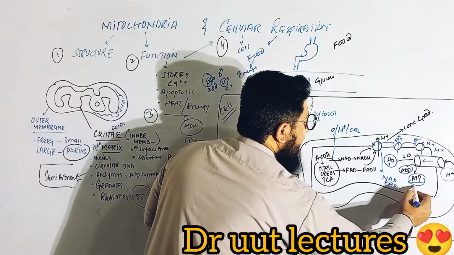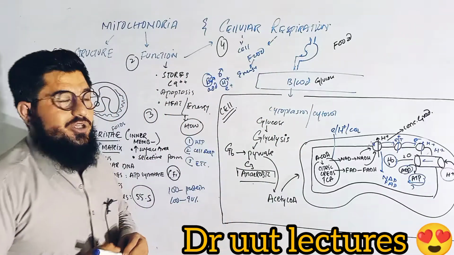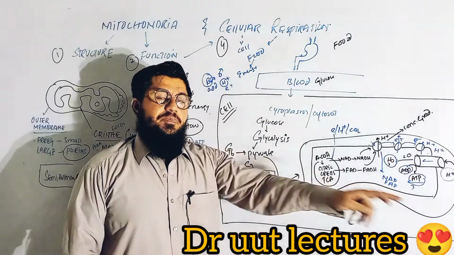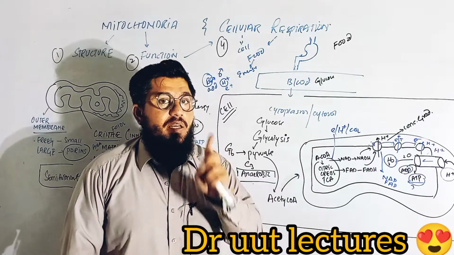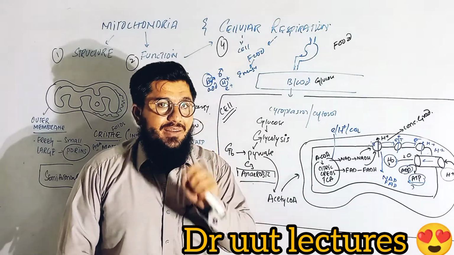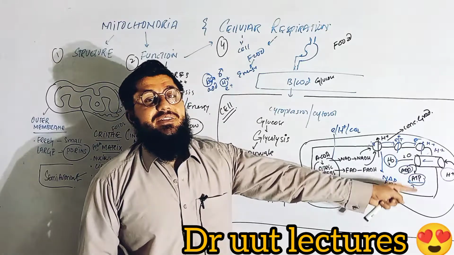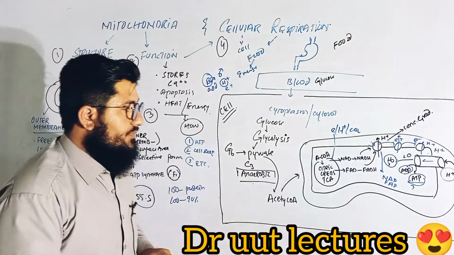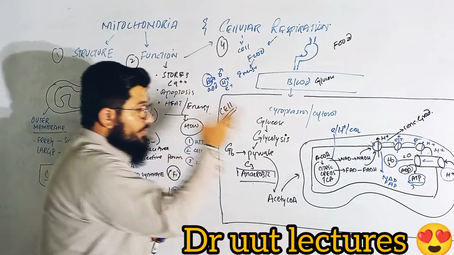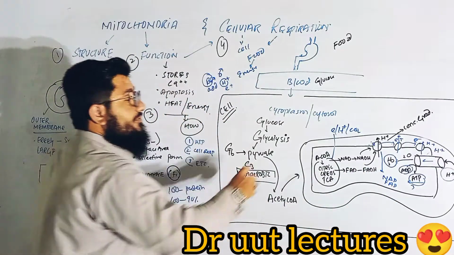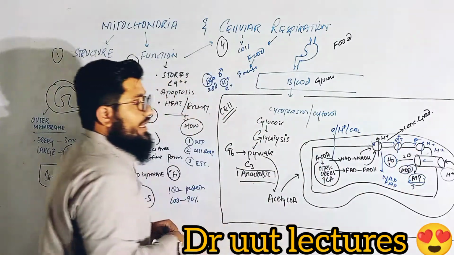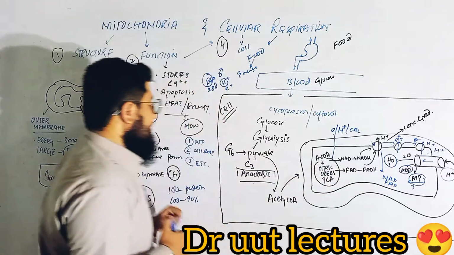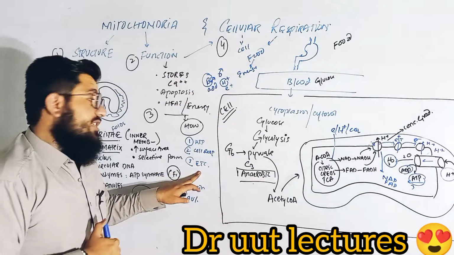Energy is produced, approximately 32 or 34 ATPs are produced. Now this is up to you, whether it is 34 or 36 or 32. Comment that in the comment box. How many ATPs are produced at this point via the electron transport chain? So in short, ATP is synthesized here via the electron transport chain. This is the mechanism of how ATP is synthesized via the electron transport chain.